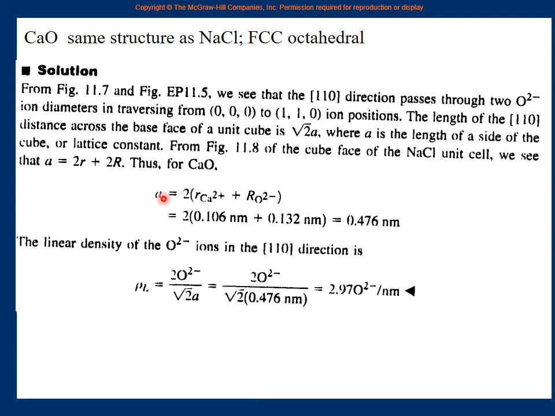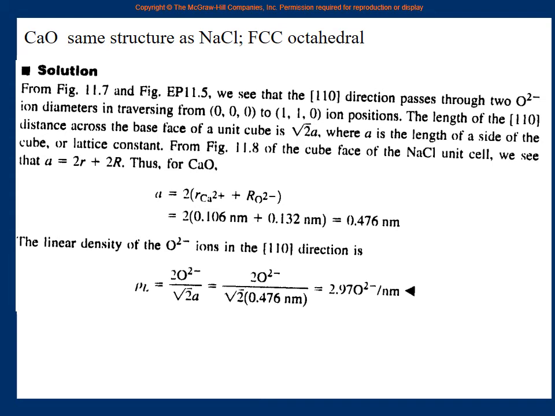This is A. The length of the line is root 2A, right? So root 2 times this A. And there are 2 atoms on this line. So 2 there and root 2A here, and whatever number comes out, that is the linear density: so many ions of oxygen per nanometer, and so on, right?